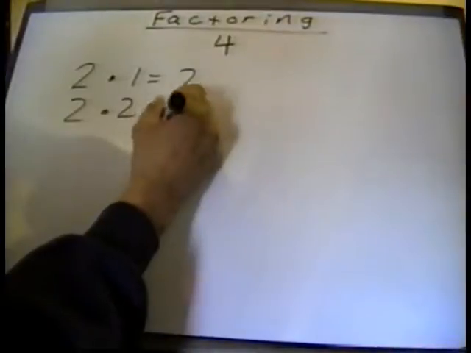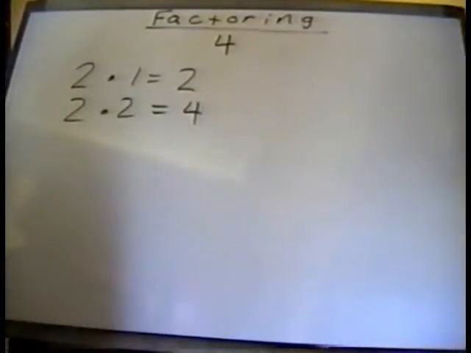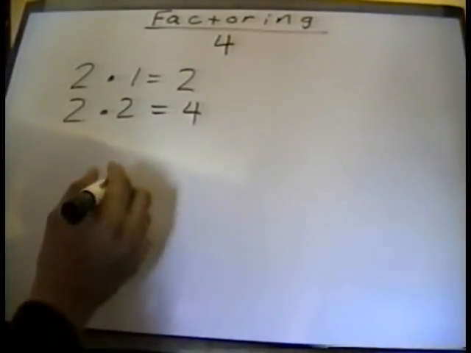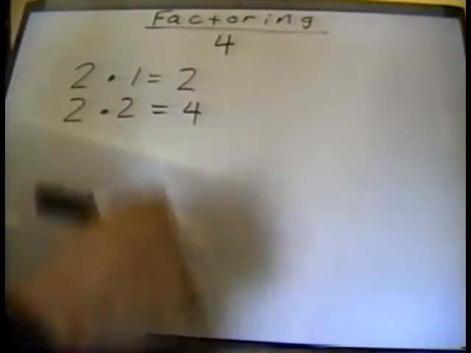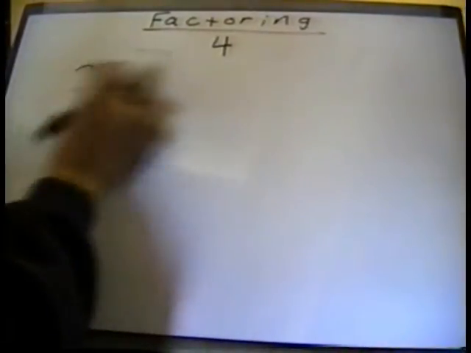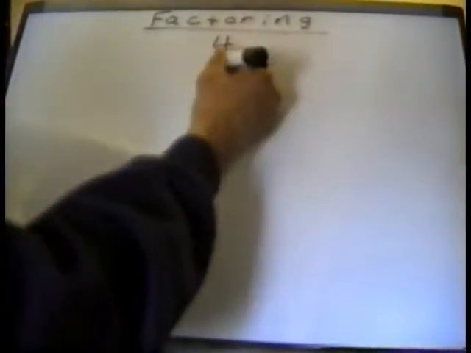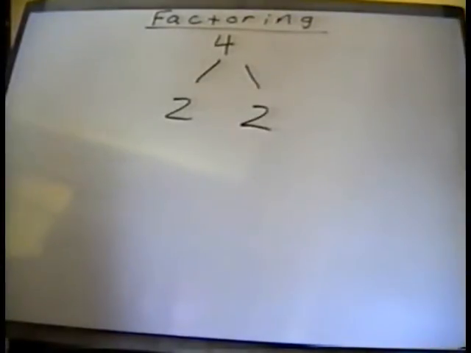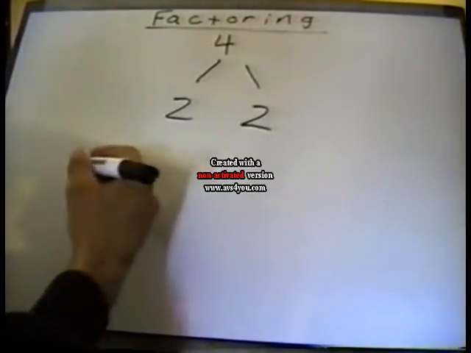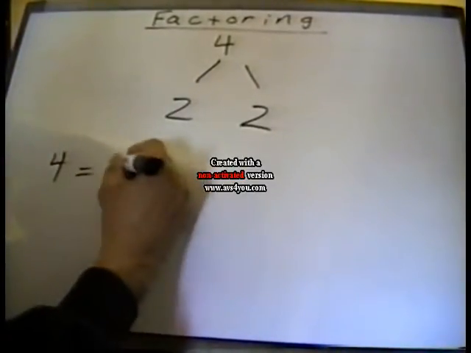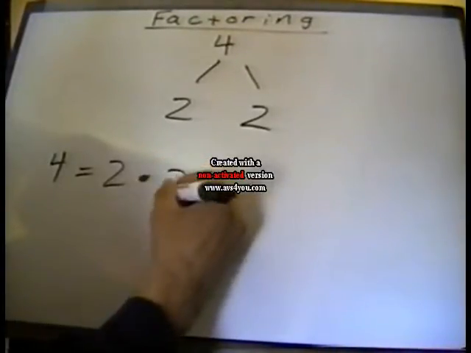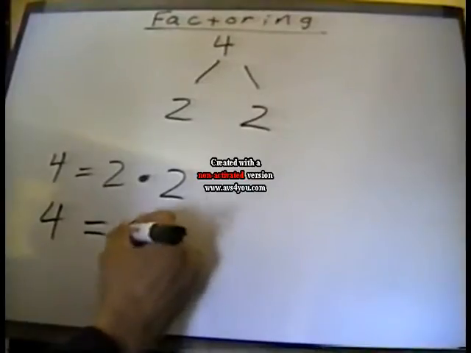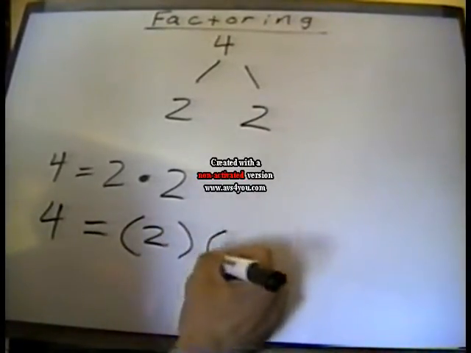We have 2 times 1. Of course, that's 2. 2 times 2 is 4. You see, that's how we know what our factors of 4 are: 2 times 2. So we say these are factors of 4. Or you could say 4 equals 2 times 2.